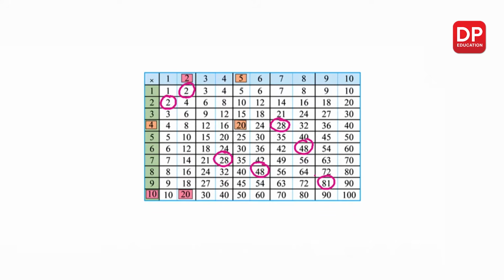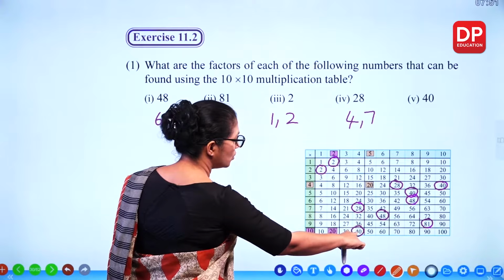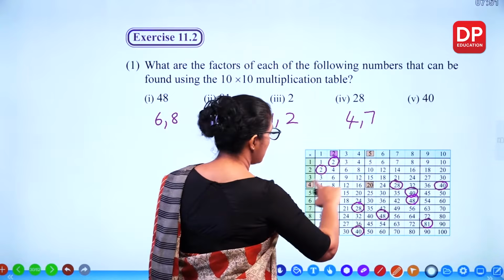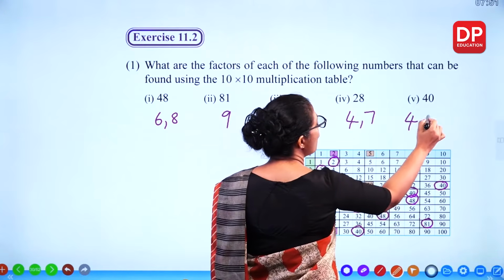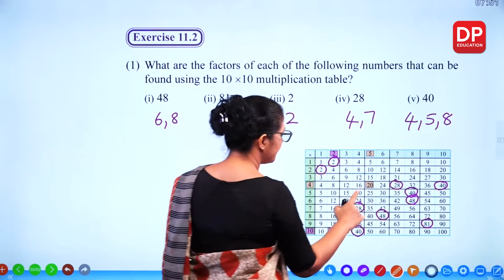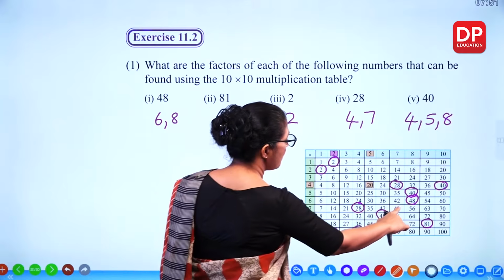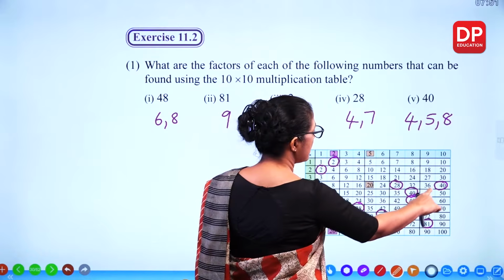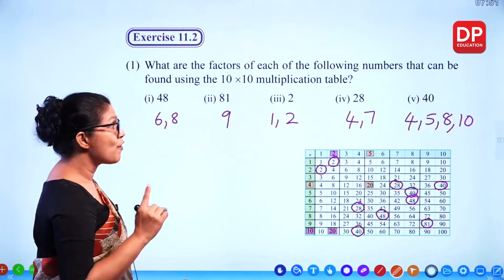40. Here. And you get 40 here and here. So 10 times 4. And what else? 5 times 8. So 4, 5, 8, 40. So 4, 5, 8 and 10. So those are the factors of 40 from the table.